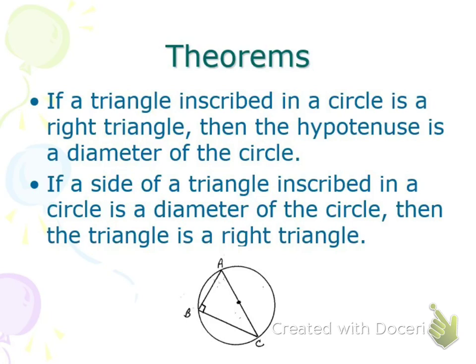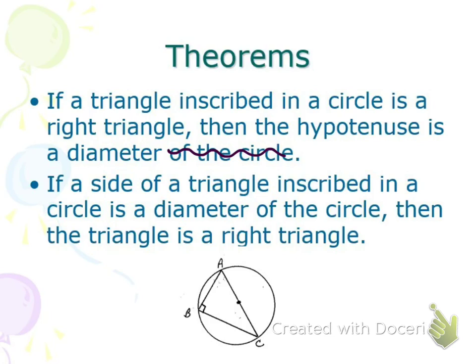If a triangle inscribed in a circle is a right triangle, then the hypotenuse is a diameter. You don't really have to put "of the circle." We know we're talking about a circle. So if you're looking to shorten it a little bit, you could knock off the "of the circle." It's a diameter. Of course, it's of a circle.